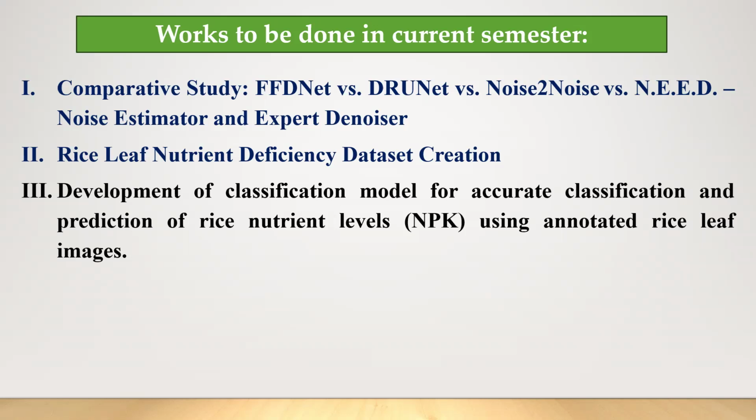The second work I will do this semester is the creation of a rice leaf nutrient deficiency dataset, which was one of the objectives of our study. And the third one is the development of a classification model for accurate classification and prediction of rice nutrient levels. For the third one, I have already prepared a review paper and published it. Further work will be conducted after completion of the first two objectives.